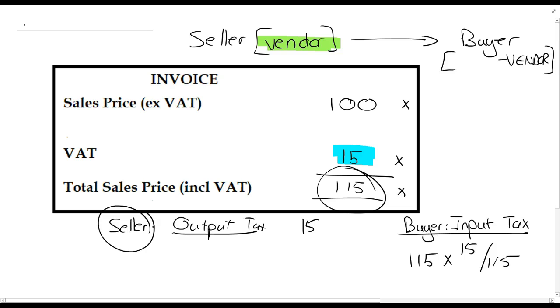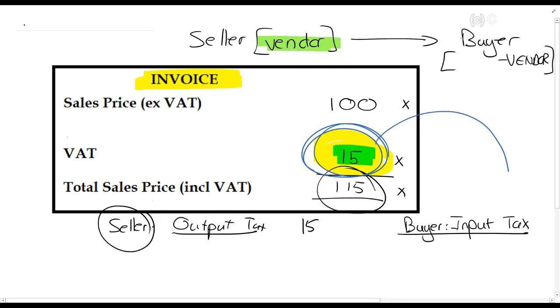But guys, I want you to understand, that is just a calculation that you do to calculate the amount. In reality, you don't do that. In reality, you go and look at this invoice, and you say, what is that amount over there? Whatever that amount is over there, that is my input tax of 15 rands.